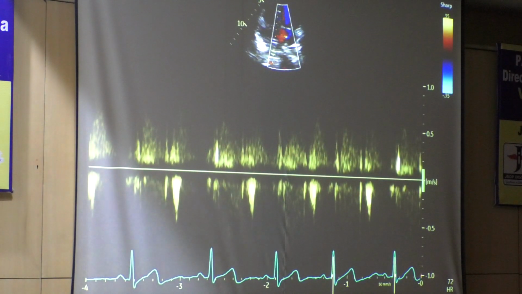Second important point which I have noticed a number of times: whenever there is a shunt, I'll find a lot of blood flowing into the pulmonic veins.